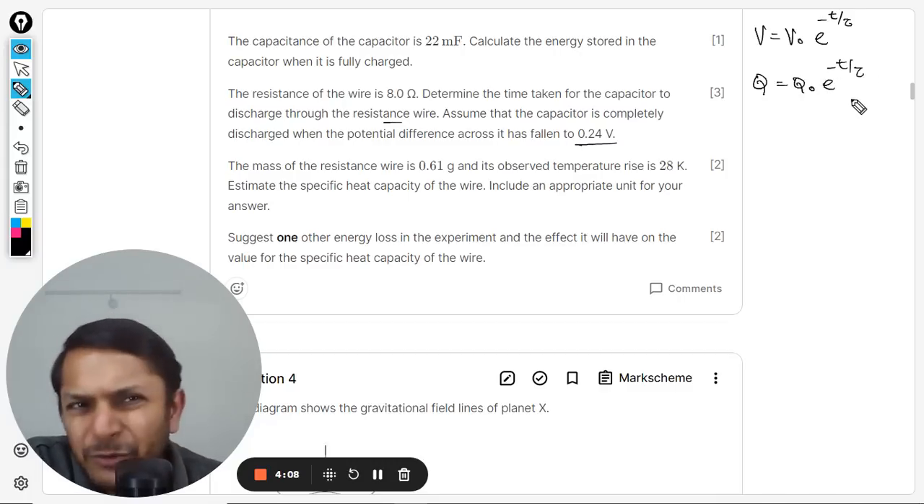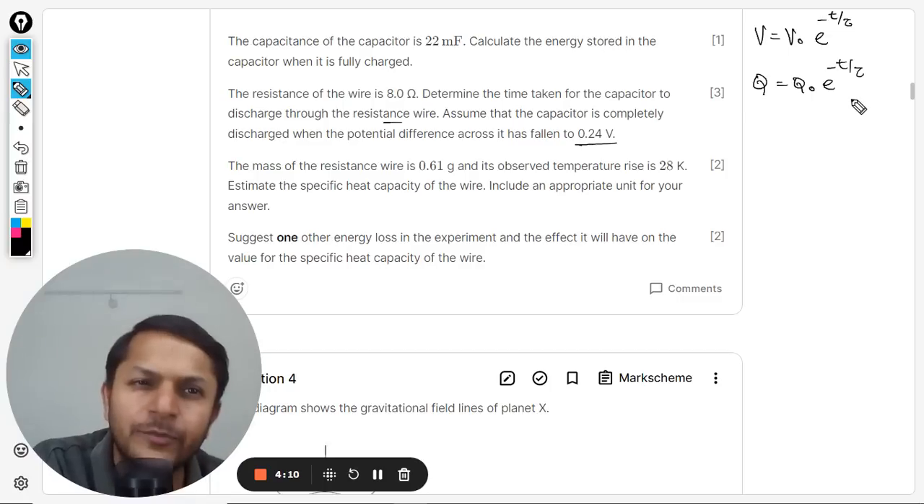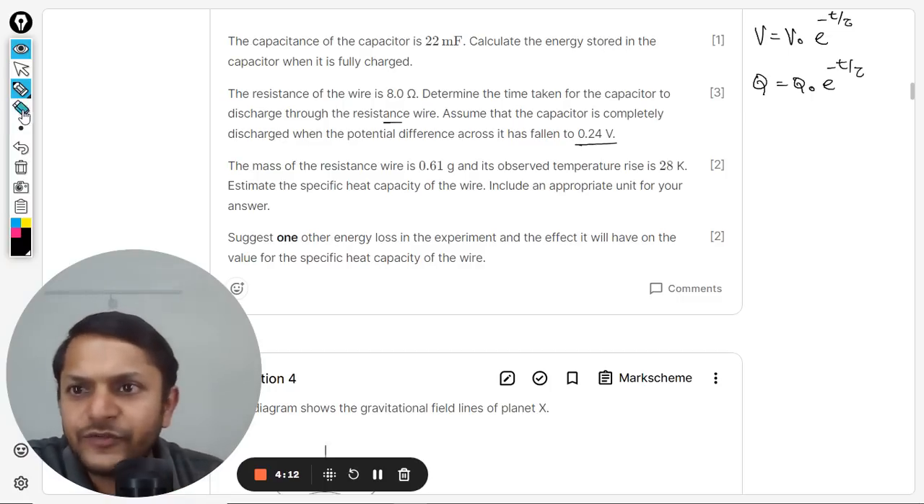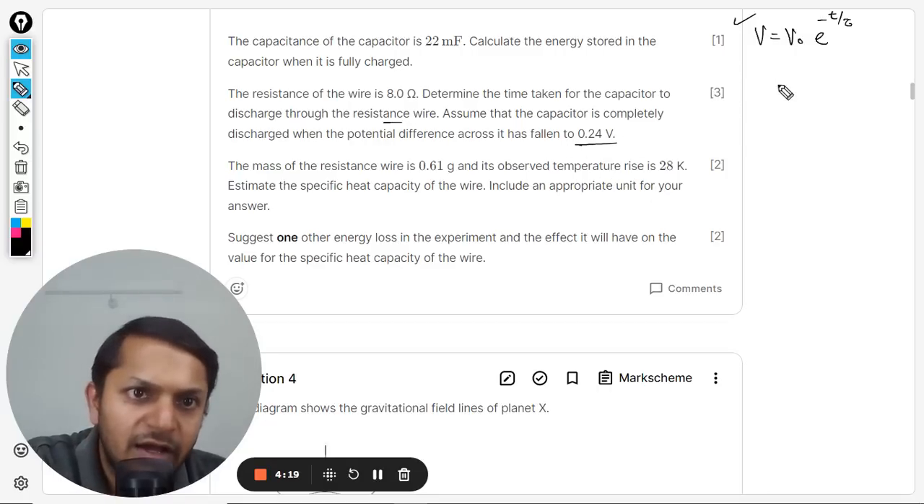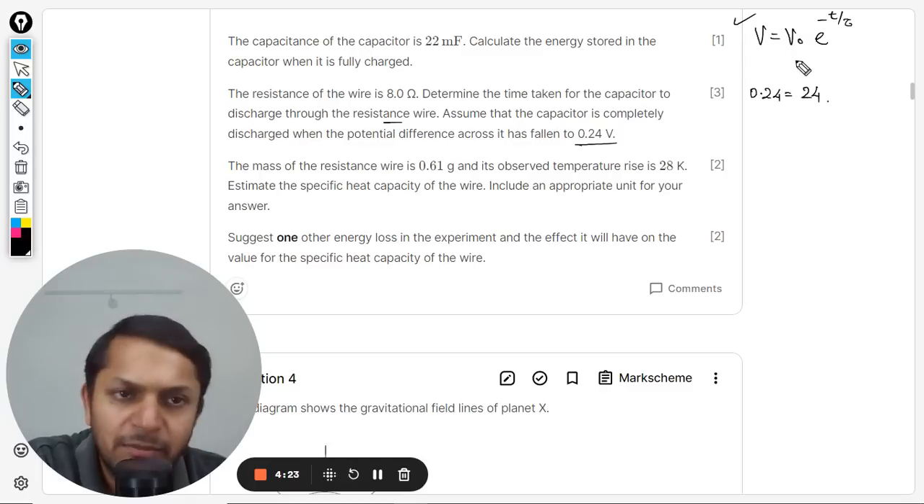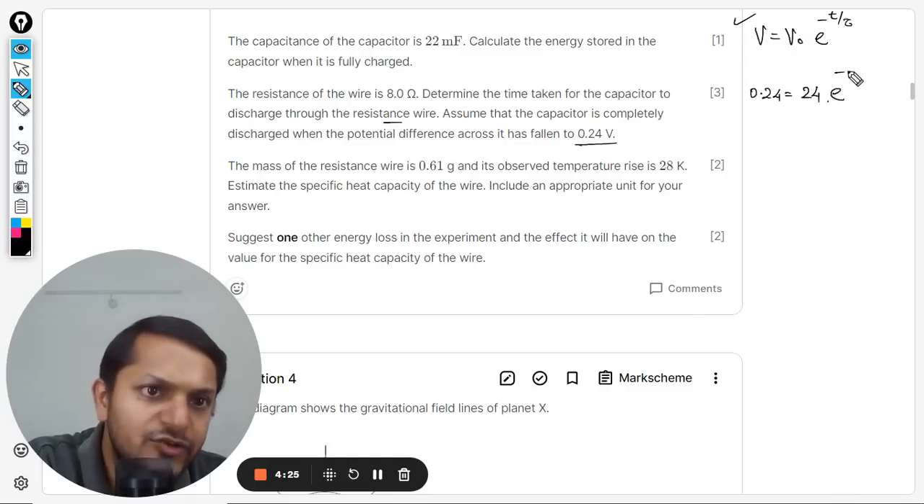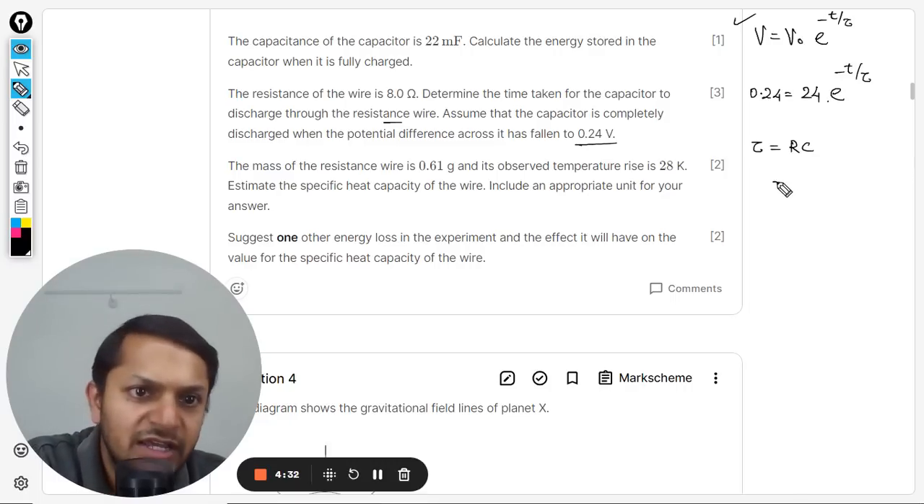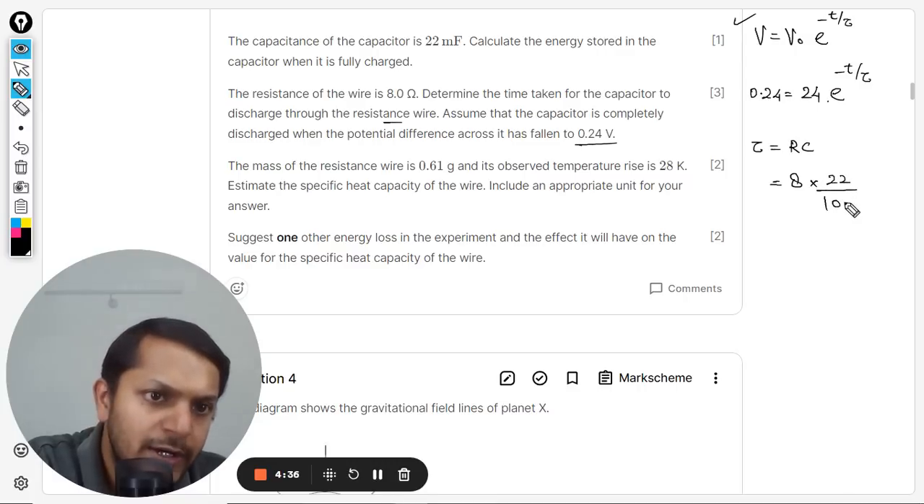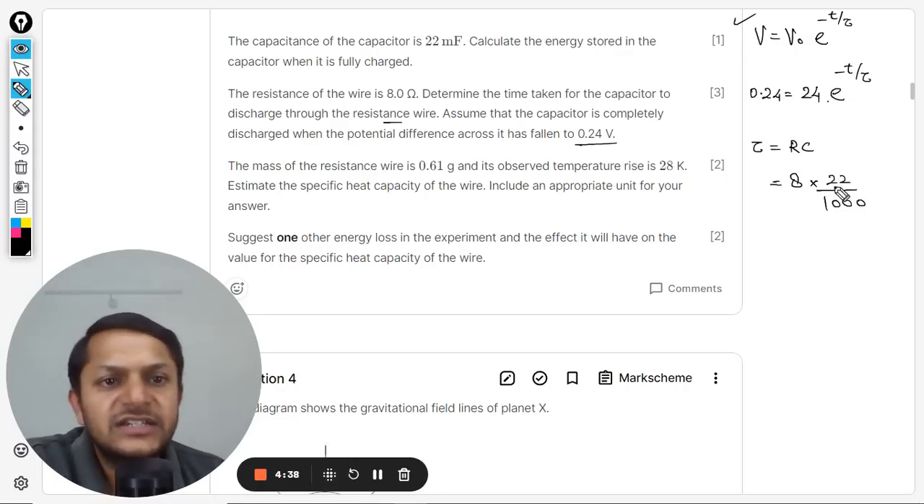There are many other formulas here. They talk about the current also, but I don't want to get into that as of now. So let us only concentrate on the voltage. The voltage is 0.24. The maximum voltage was 24, e raised to power minus t by tau, where the tau value has to be first calculated. It will be equal to RC. Resistance is 8 ohm and the capacitor is 22 millifarad. So this is the value of tau.